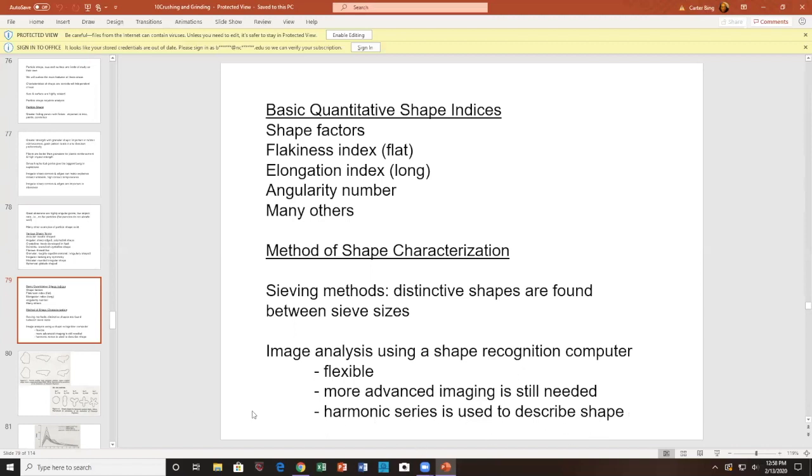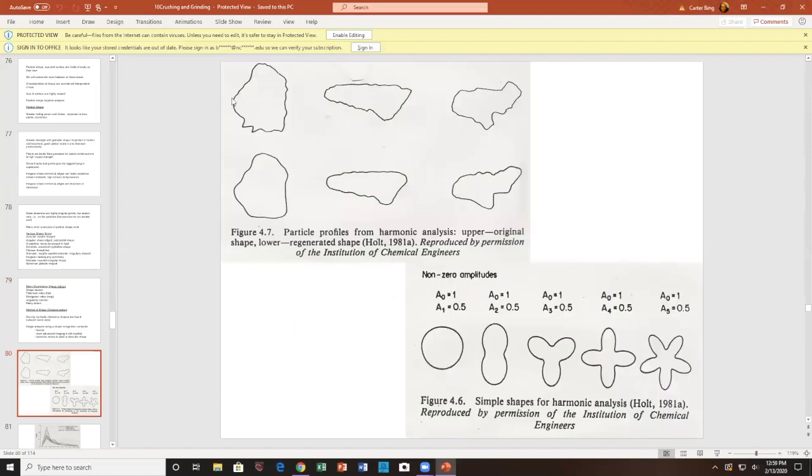Harmonic series are used. So here we have the original particle up here at the top, and here we have the computer simulation. Okay. What it's done is you have these simple shapes that you add on top of each other so that you can generate the particle of interest that you photographed. So these might be nodes, and you're adding different nodes to each other, overlapping them. This is the particle, and this is your computer simulation.